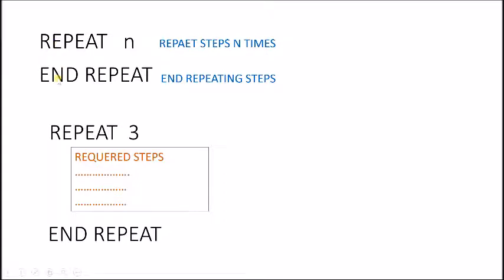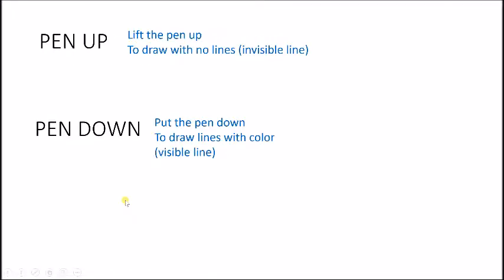Repeat N should be followed by end repeat, but between them I should have the required steps to be repeated in the same order. So if they are not in the same order, it will not be a repeat. Please be sure that repeat should be followed by the number of repetitions, and end repeat should be at the end of the required steps to be repeated.